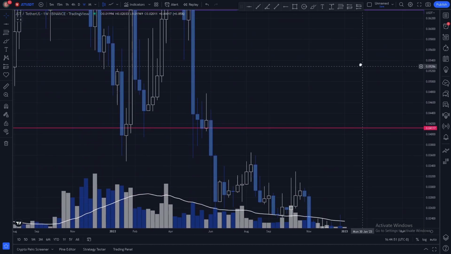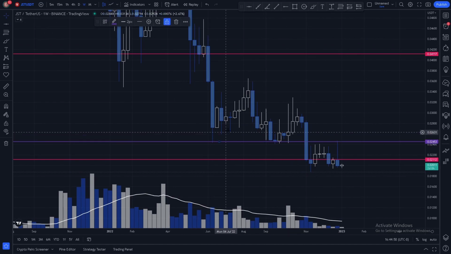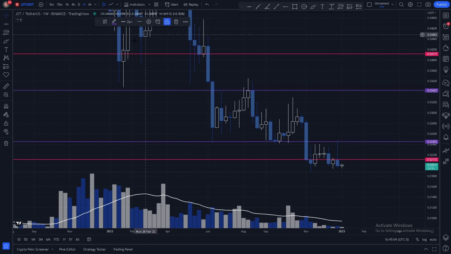Now, looking at more recent price action, what do we notice? We see a key level here acting as support and resistance. And we have a swing high right here acting as support from these wicks and resistance.